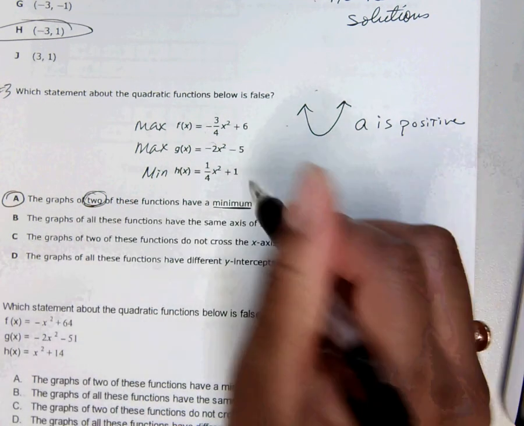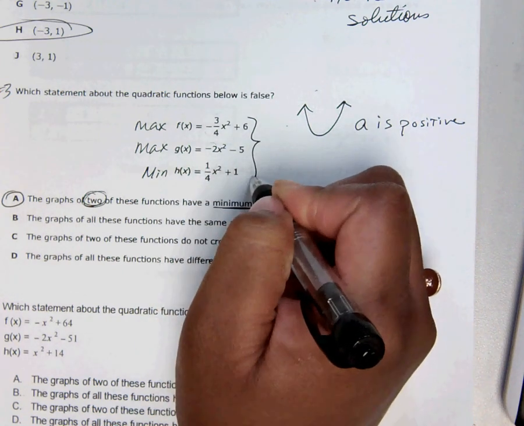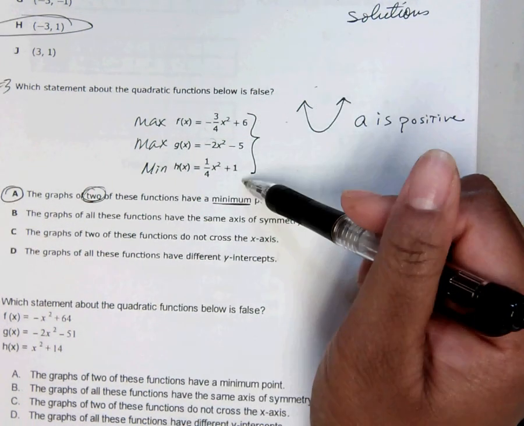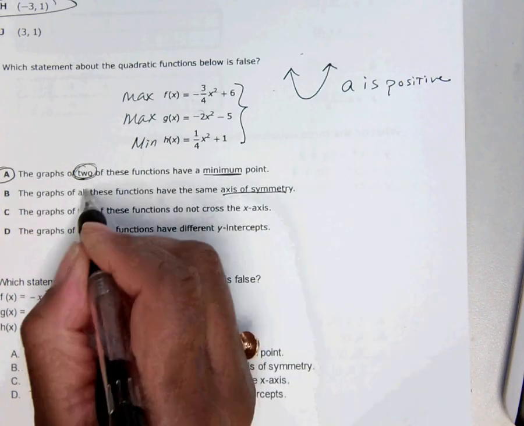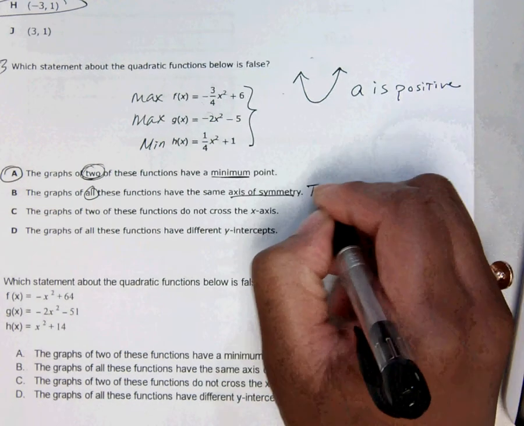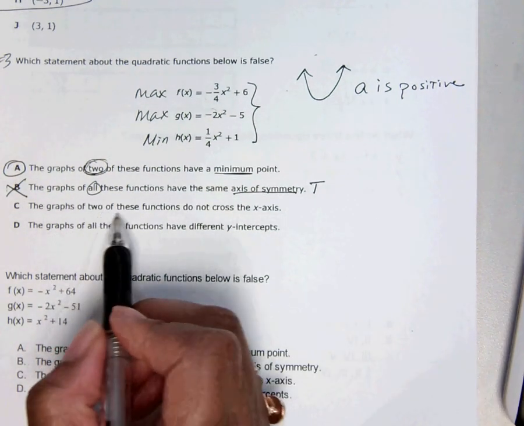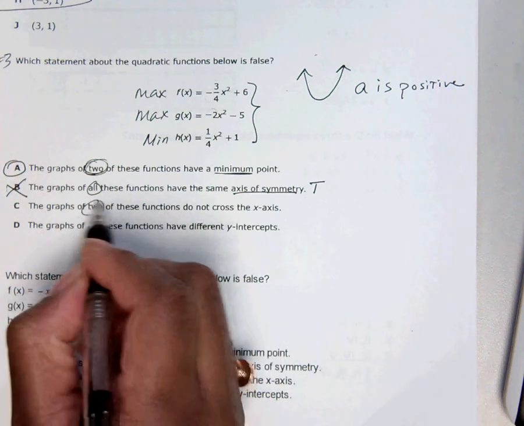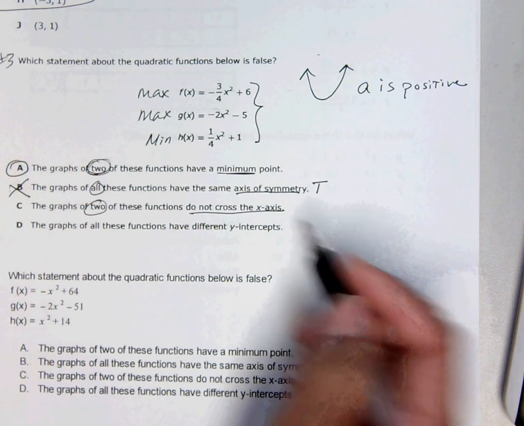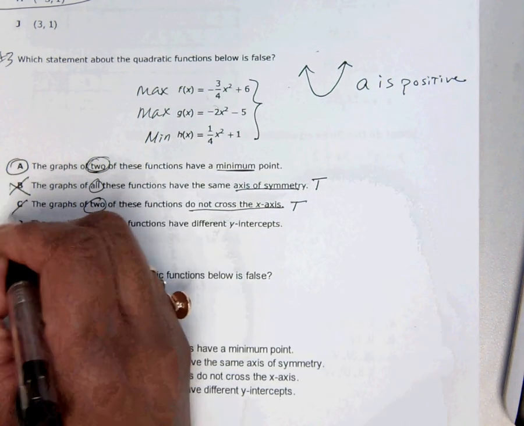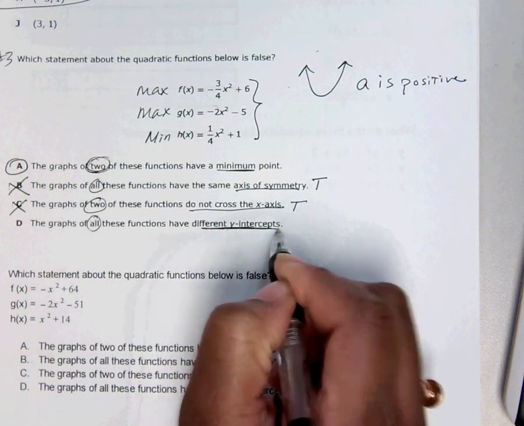Now, if you can't do what I just did by hand, can you plug these 3 in the calculator and look at it? Most definitely. When you put these in the calculator, you will see that the axes of symmetry for all of them are the same. So this is true, which is why you can't pick that one. You will also see that 2 of the functions do not cross the x-axis. So they have no real solutions, and that would be true. Last but not least, you'll see that all of them have different y-intercepts.